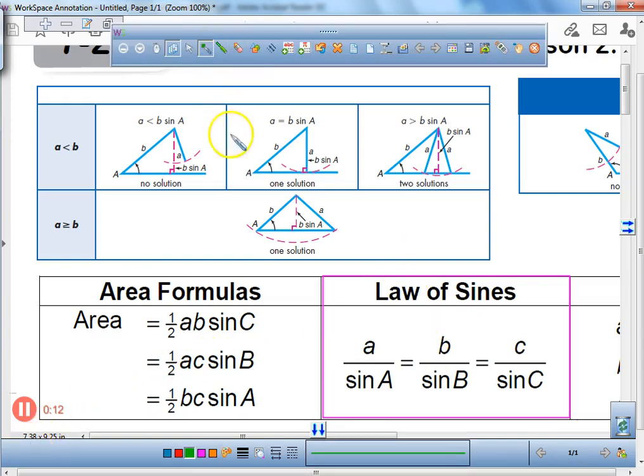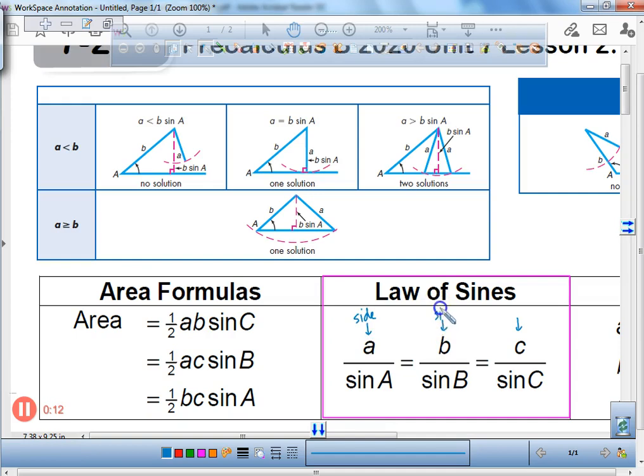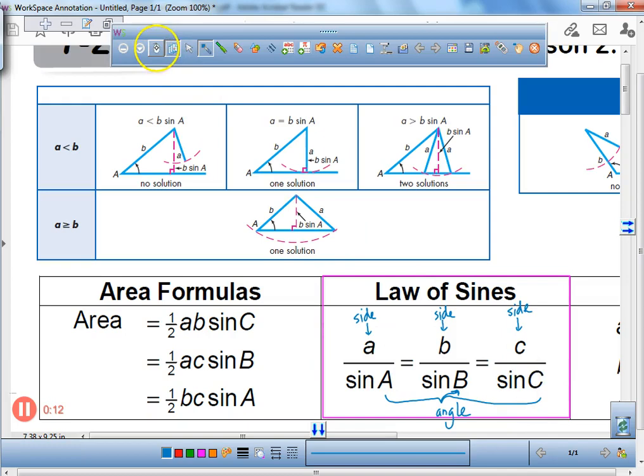Now, something you guys need to be aware of: A, B, and C. If it's lowercase, it's referring to the length of a side. So these are all lengths of individual sides. But if you see a capital letter, I'll just put a little arrow going to all of them, that represents the measure of an angle. So capital letters represent measures of angles, lowercase letters represent measures of sides. That will always be the case.